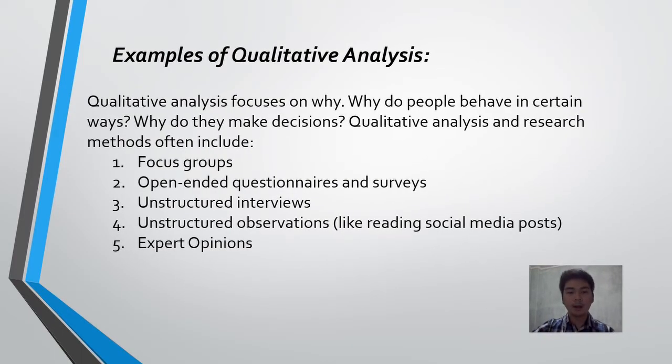Examples of qualitative analysis. Qualitative analysis focuses on why. Why do people behave in certain ways? Why do they make decisions? Qualitative analysis and research methods often include these examples: 1. Focus groups. 2. Questionnaires and surveys. 3. Interviews. 4. Unstructured observations, for example, reading social media posts. 5. Expert opinions. Qualitative analysis tends to look very deeply at a few things to understand the why. Now let's discuss these examples.